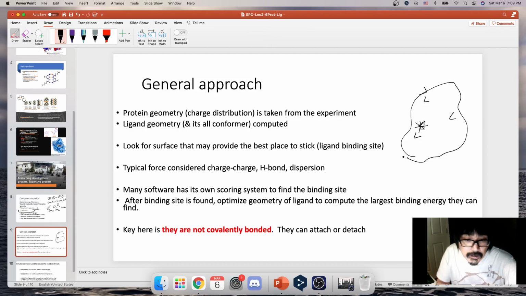So it takes a very long time to scan all the surface. That's quite a big challenge as well.